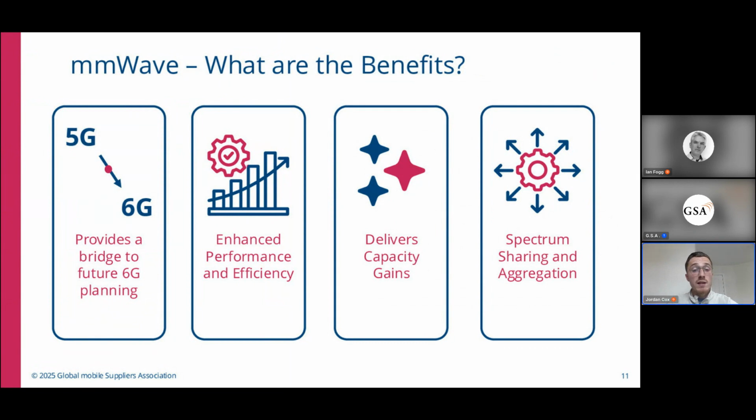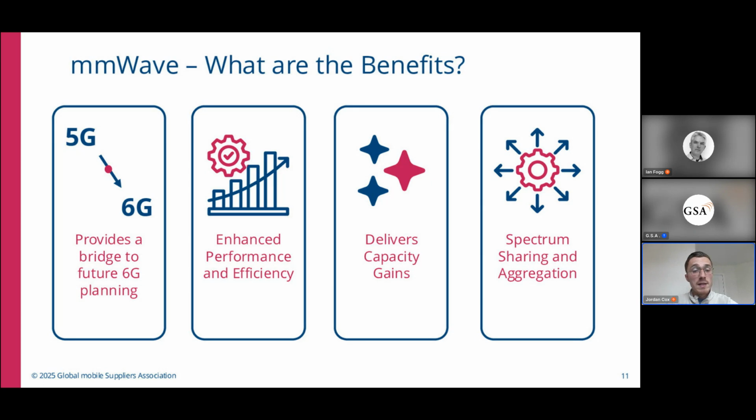Thirdly, millimeter wave delivers substantial capacity gains in locations with high user density, such as stadiums, transport hubs, or city centers. Millimeter wave helps offload traffic from lower bands and provides headroom for growth. And it's an essential tool for managing surging mobile data demand.